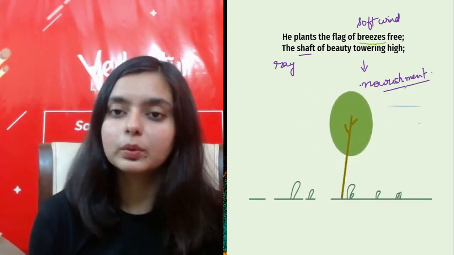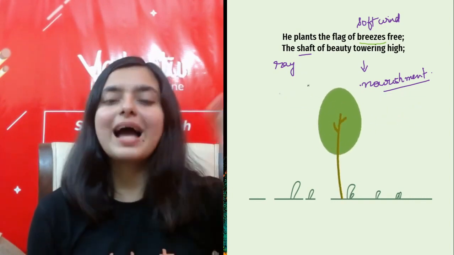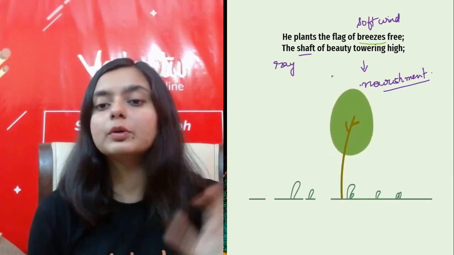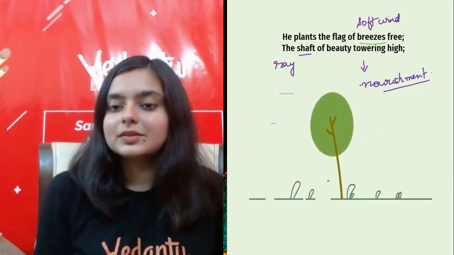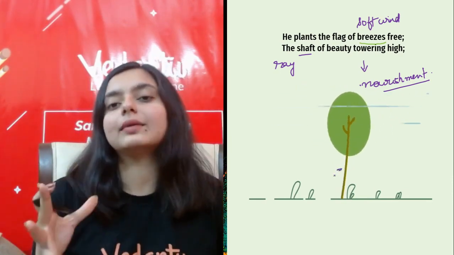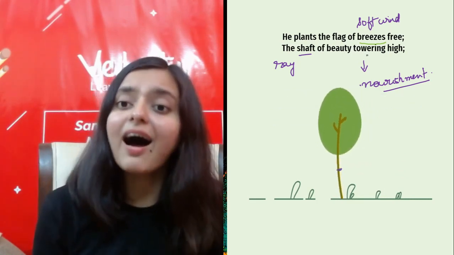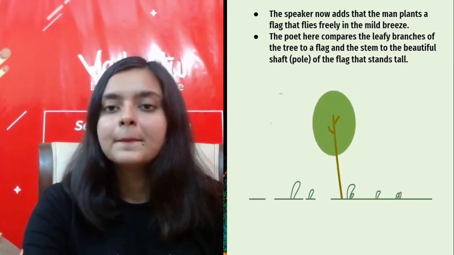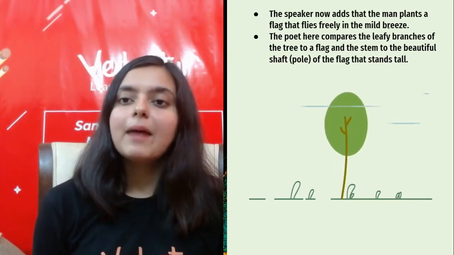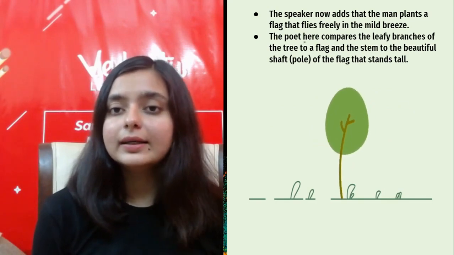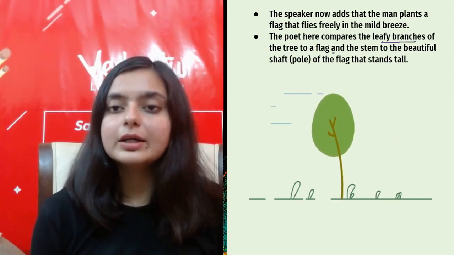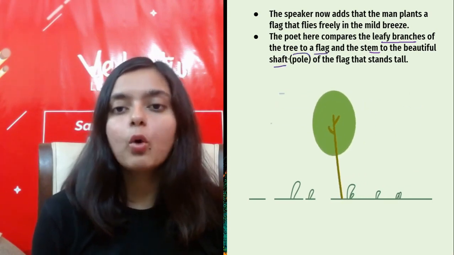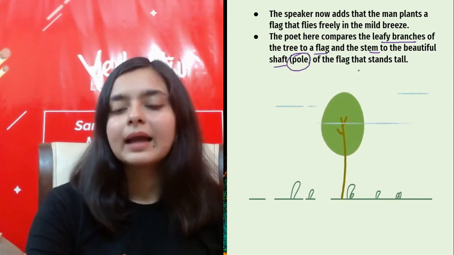It's a shaft of beauty. Shaft is basically a pole, like a ray of beauty, a pole of beauty. So that pole of the flag, the stem, is compared to that. Towering high means it's very tall. Here he compares the leafy branches of the tree to a flag, as I told you, and the stem to the beautiful shaft, the pole of the flag.